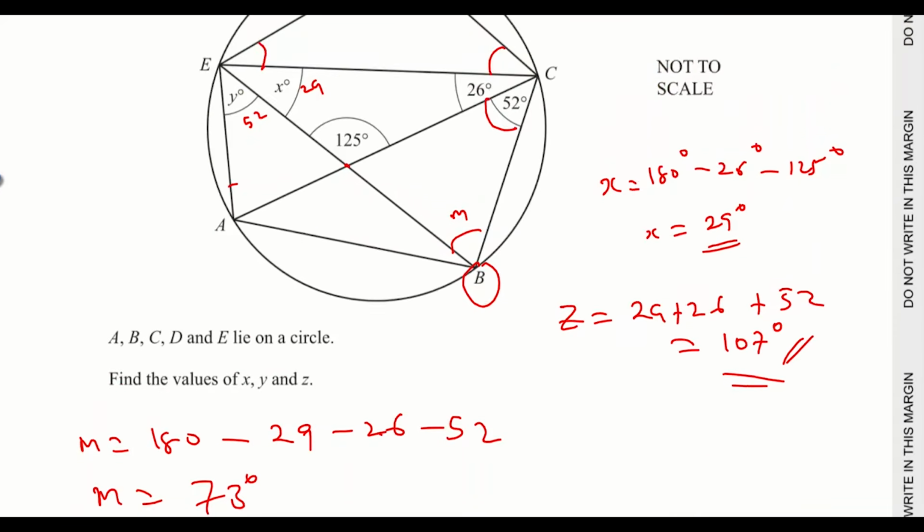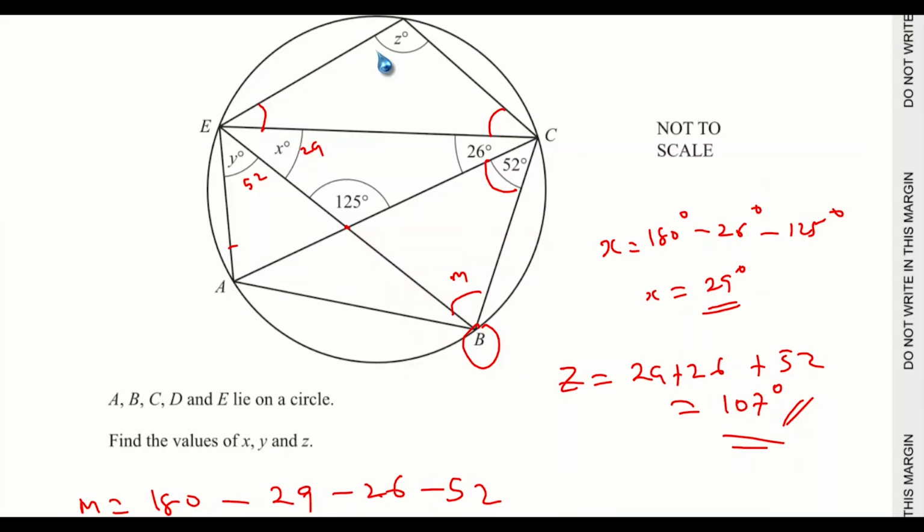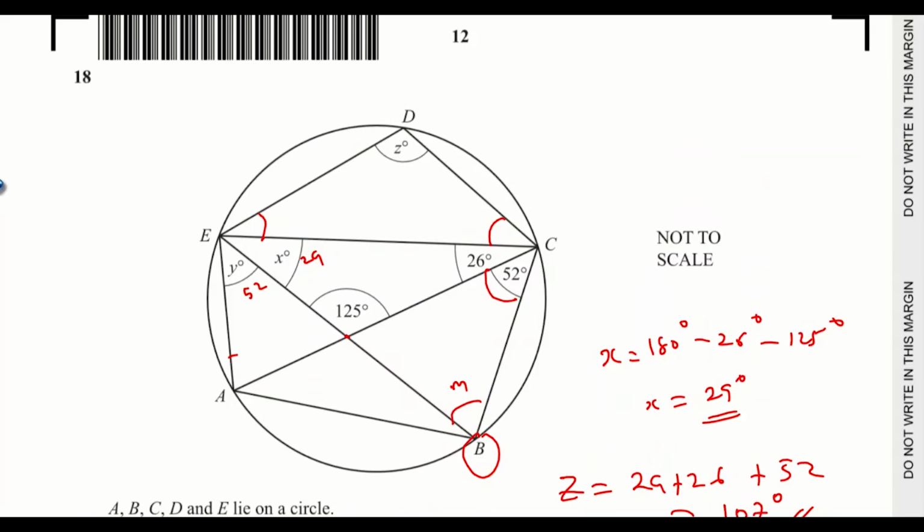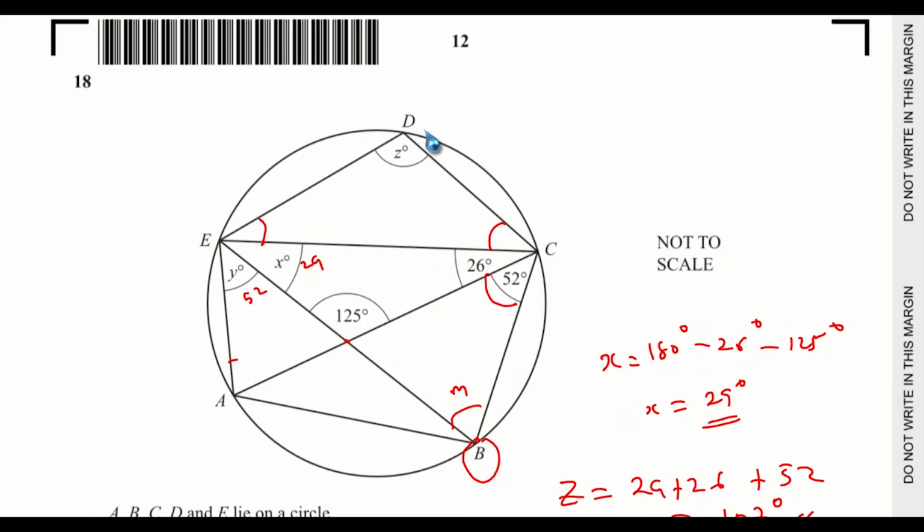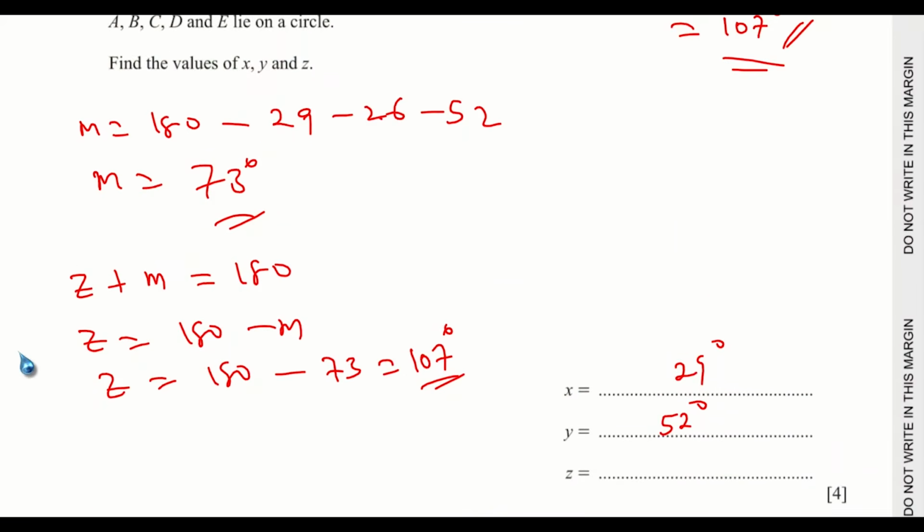Another option is to make use of this cyclic quadrilateral again. We have EDCA, which is another option. It follows the same pattern. You can calculate the value of this angle, and that angle will also be 73. So that means our Z is equal to 107. So let's go to the next question.